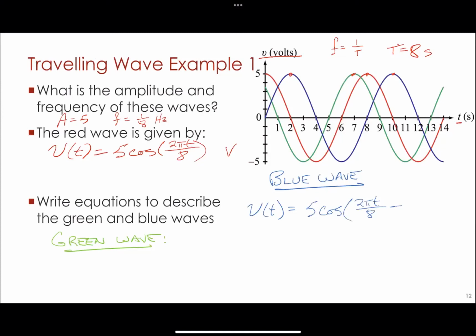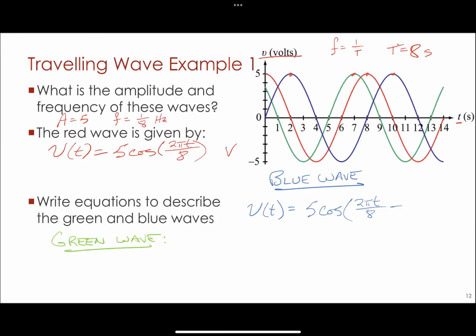So it needs to be an angle. You could say, well, what's the purple-blue one compared to the red one? And you can say, well, it shifted to the right by 2 seconds.